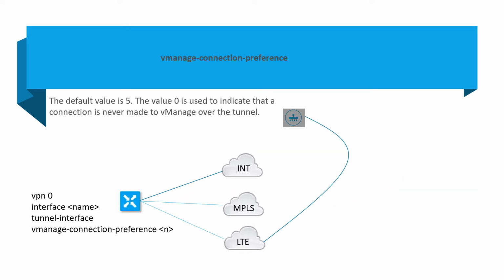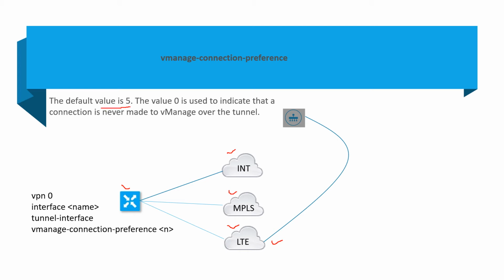I might have a situation where I have one vEdge device with three connectivity options. My first is the internet connectivity, the second is MPLS, and the third one is 4G LTE. Maybe it's 5G. And I see a behavior where my control connection to vManage is formed over the LTE. That I don't want. The reason is that it is a slow link and it might be flapping, so I might be losing connectivity to vManage again and again. The option given to us is the vManage connection preference, which can be set.